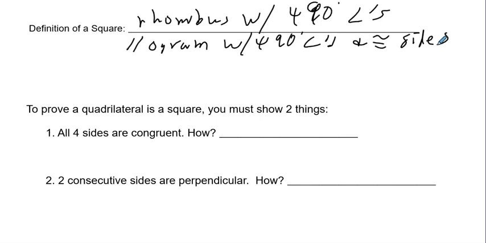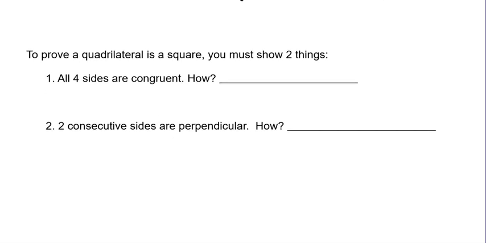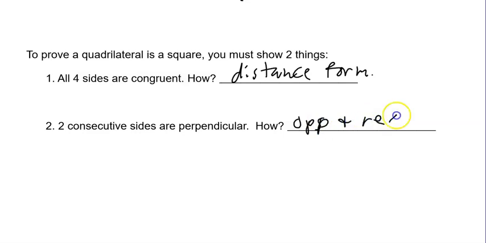So to prove a quadrilateral is a square, you must show 2 things. All 4 sides are congruent, so that's going to be the distance formula, or just counting if they're horizontal or vertical lines. And 2 consecutive sides are perpendicular. Well, that means we need to do slope, opposite and reciprocal slopes.